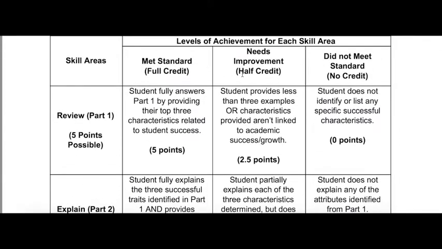I just want to highlight to you the difference between full credit versus partial credit. The first part is pretty self-explanatory. The student fully answers part 1. You provide all 3 of the top characteristics related to student success. So you pick your 3 characteristics, you're going to get your 5 points for part 1.